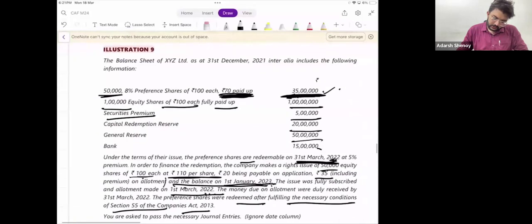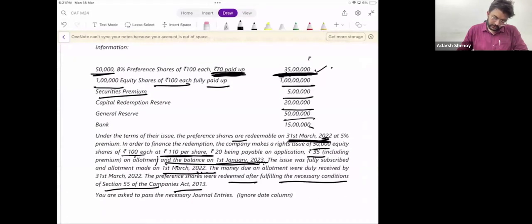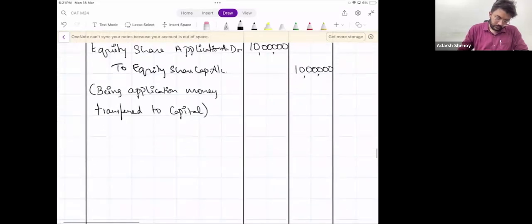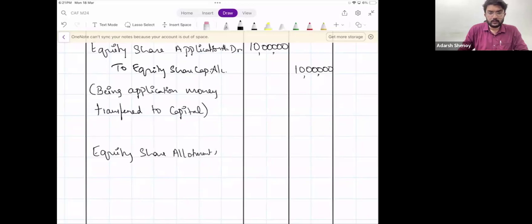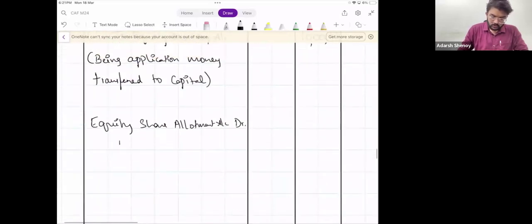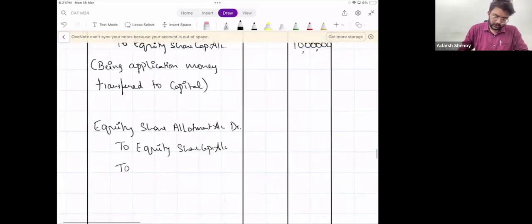Okay, next we will do the allotment stage also for these shares, 50,000 shares. So first the due entry: equity share allotment account debit. At the allotment stage, we're collecting 10 rupees towards premium. So to equity share capital, to securities premium.